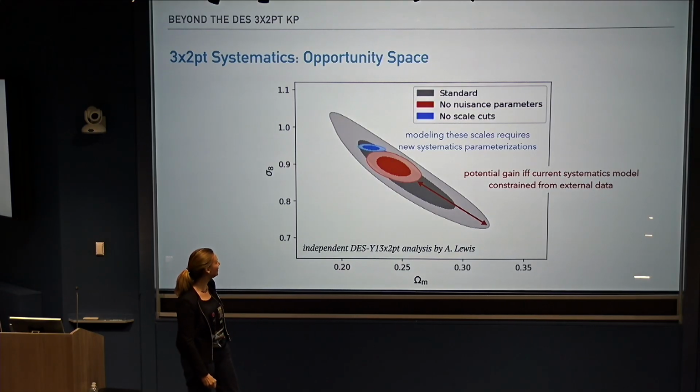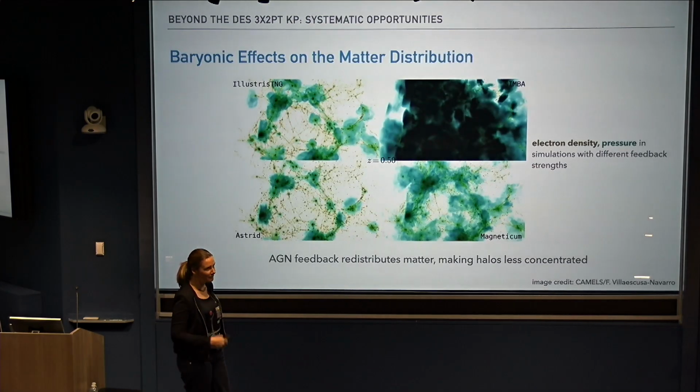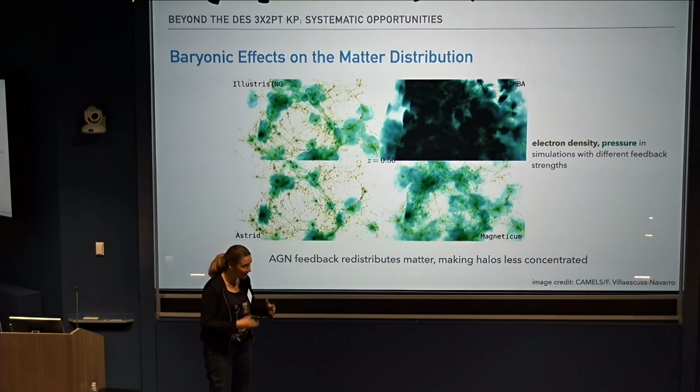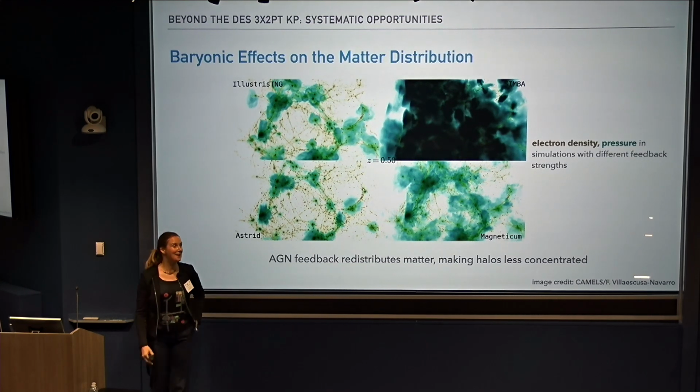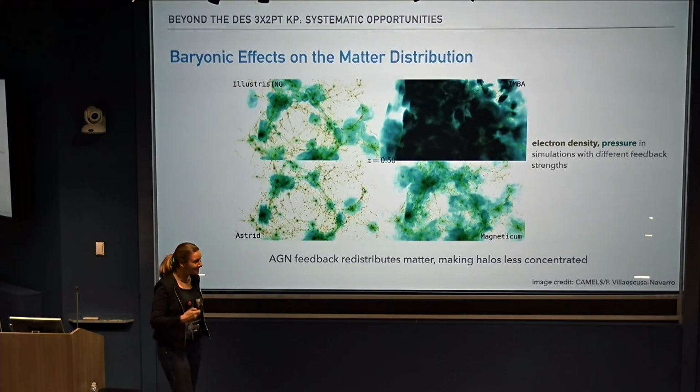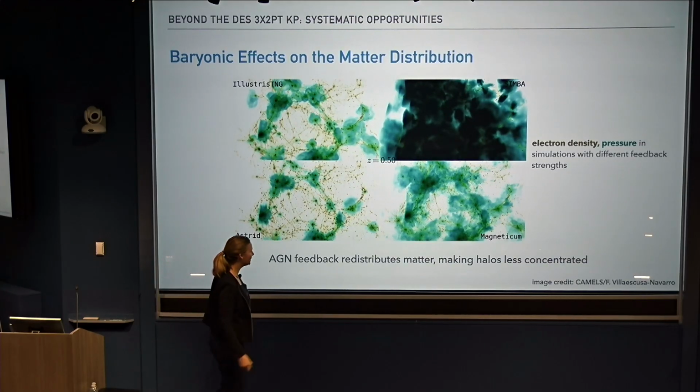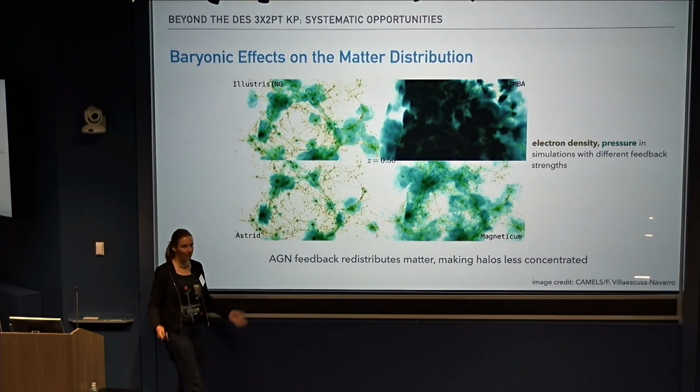So let's try to recuperate some of that information from small scales. And that is, we now have to include baryonic effects on the matter distribution. I don't need to tell this room that different feedback models predict rather different things happening, and in particular also a different matter clustering depending on the particular feedback implementation. With the overall idea being that AGN feedback redistributes matter, making halos less concentrated.